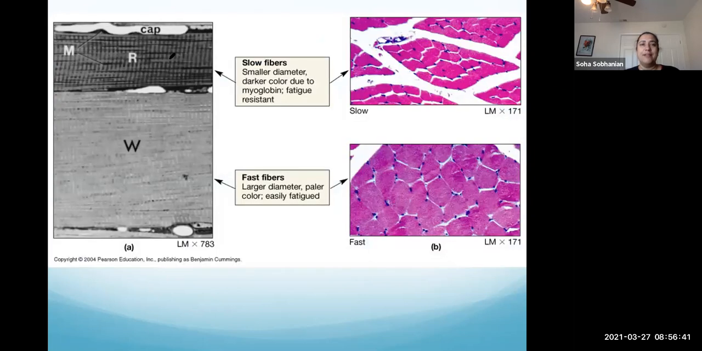And here is the difference, so you can actually see the difference. Again, this is black and white, but it conveys the same point. You have a darker color, which is your slow fibers, versus the white color, those are your fast fibers. So you can see the difference.